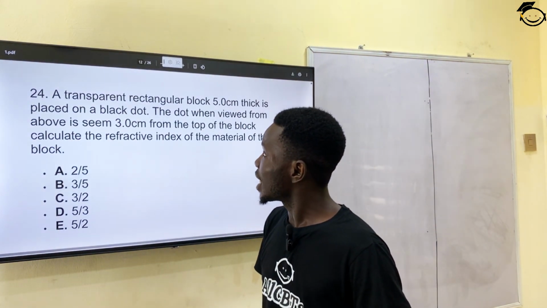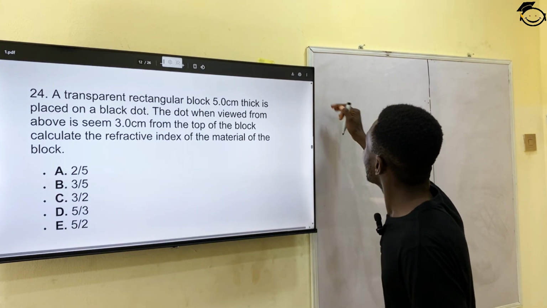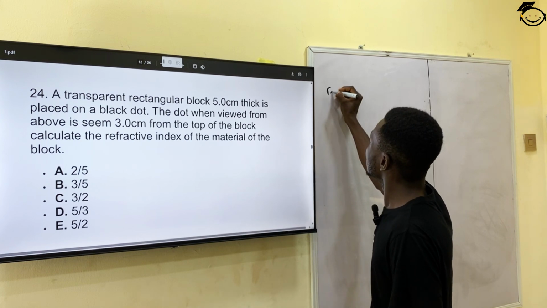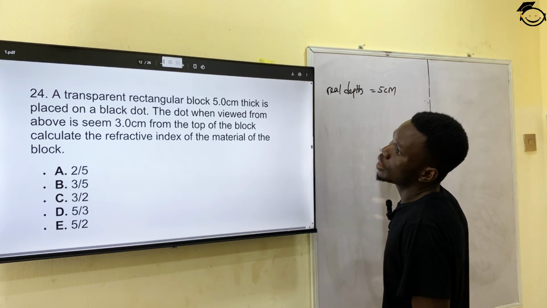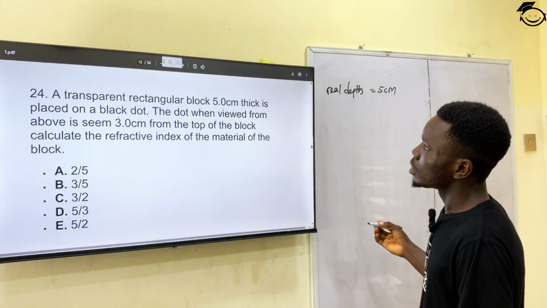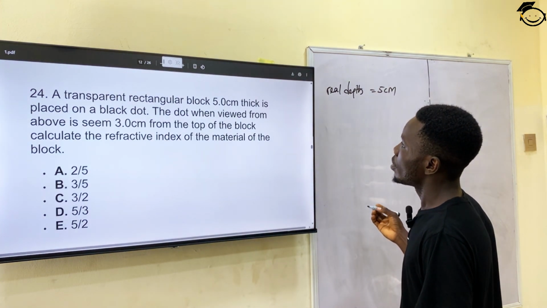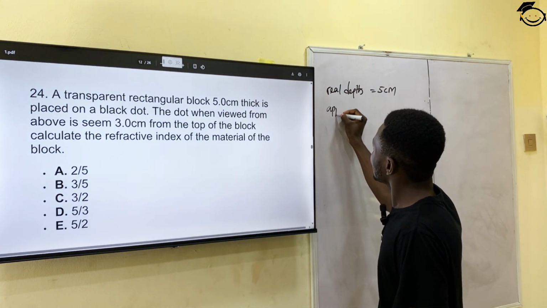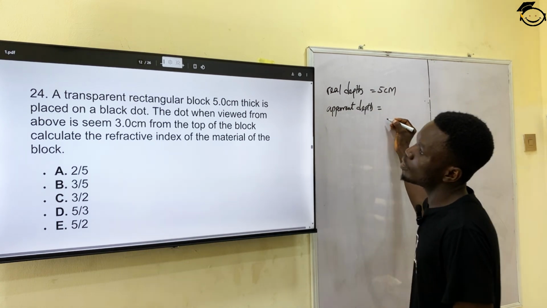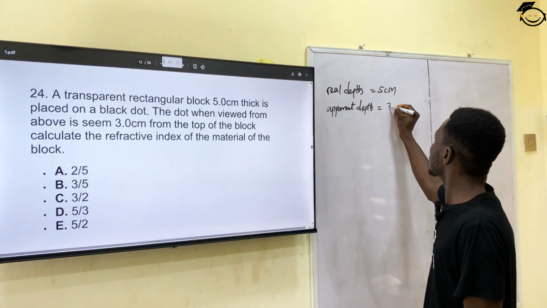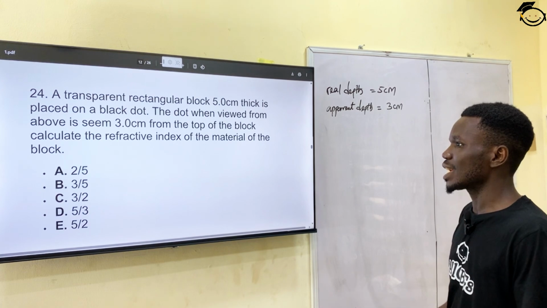Question number 24 says, a transparent rectangular block 5 centimeter thick. So we have the real depth as 5 centimeters, placed on a black dot. The dot, when viewed from above, is seen at 3 centimeters. So the apparent depth, when you observe the block from above, you are going to see the black dot as 3 centimeters. It said, calculate the refractive index of the block.